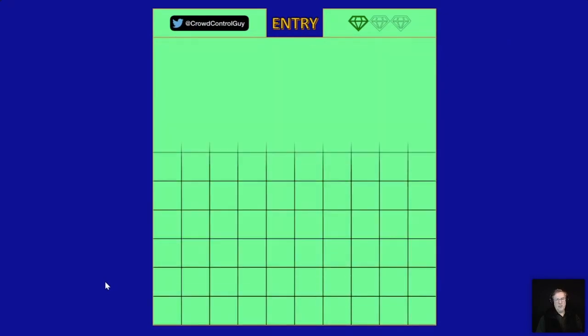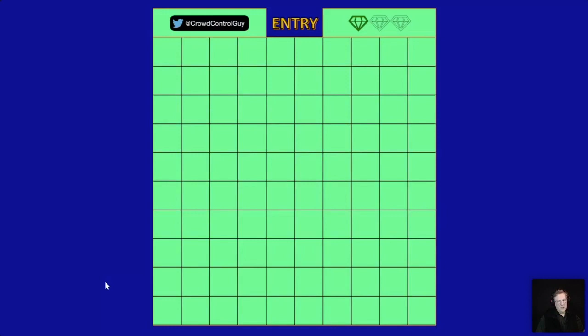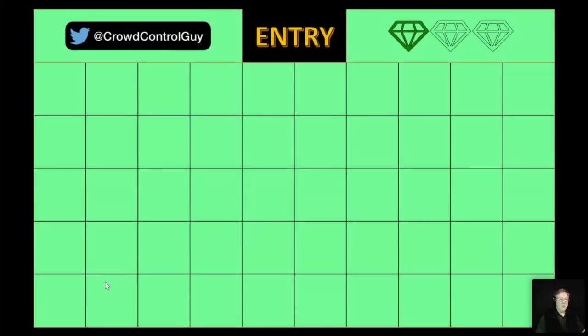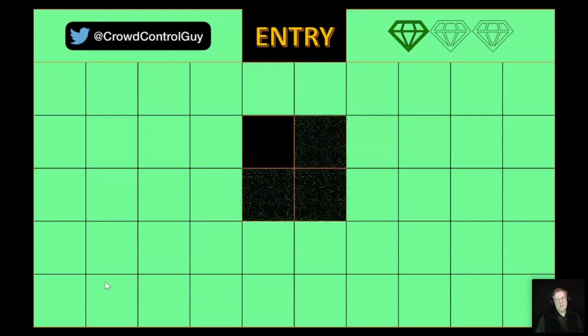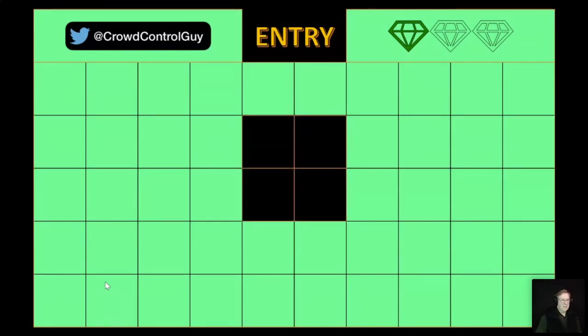So, Emerald version, 10 by 10 grid, 10 units, I don't care what the distance is. I'm not going to waste your real estate, so basically I'm using half of it. A square tessellates, a circle doesn't. A triangle tessellates, okay?